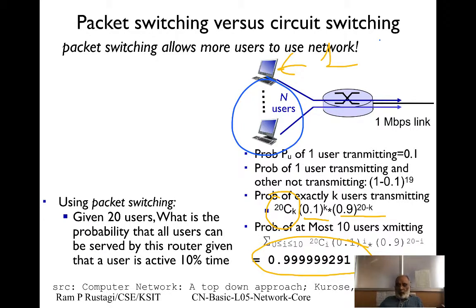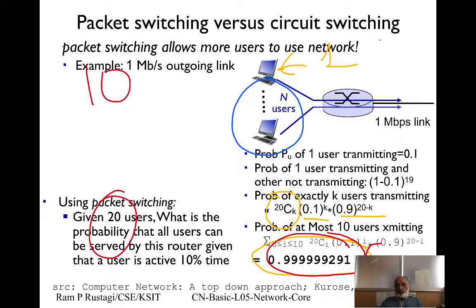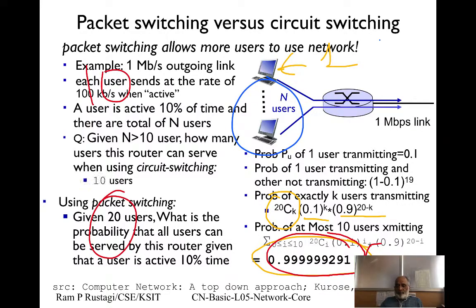So if we were to use circuit switching in this diagram, we could support only 10 users. But using packet switching, with a user active only 10% of the time, we can probably support 20 users with a probability of successful transmission of 0.99999291. Just to give you further understanding, let's do the next exercise.